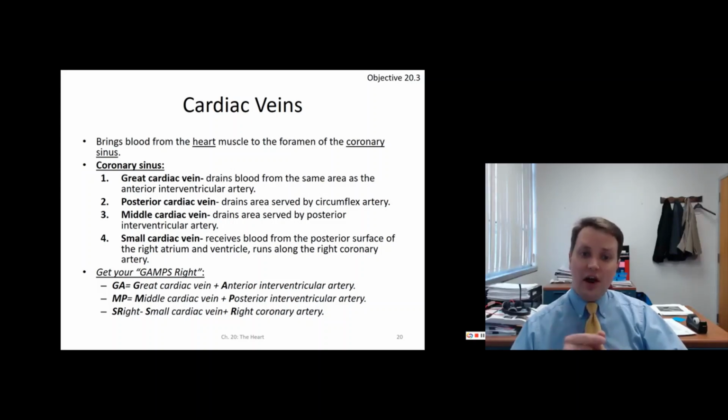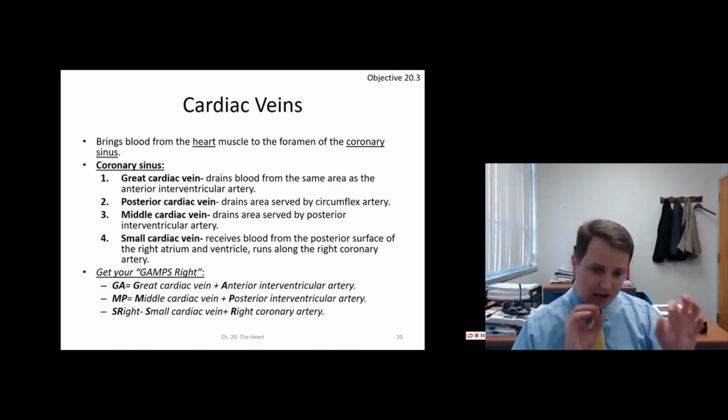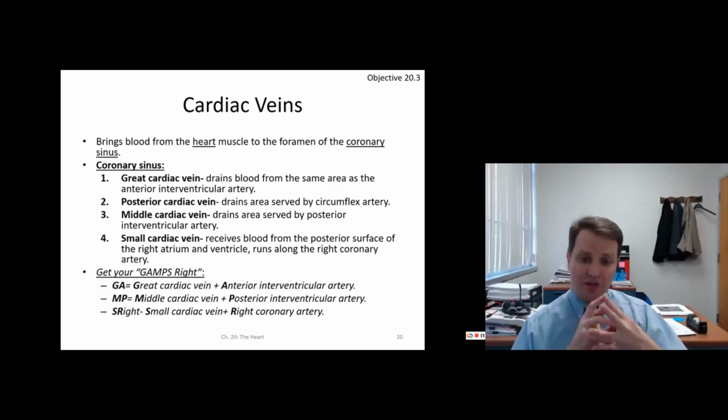We're going to see the great cardiac vein drains blood from the same area that the anterior interventricular artery provides. Then we're going to see our MP: the middle cardiac vein drains blood from the same area as provided by the posterior interventricular artery. S right: the small cardiac vein runs along with the right coronary artery. So it's not all the same area that it provides or drains, but it runs along with it anatomically.